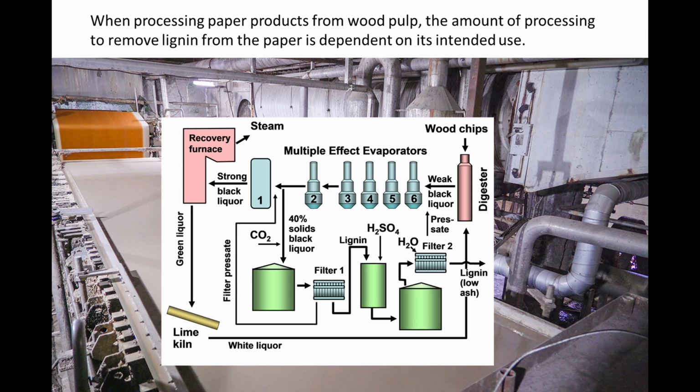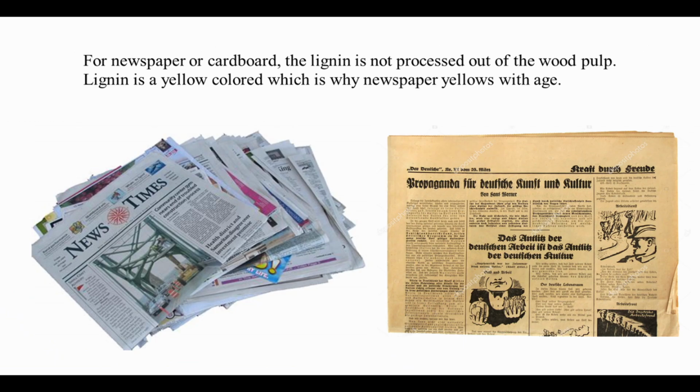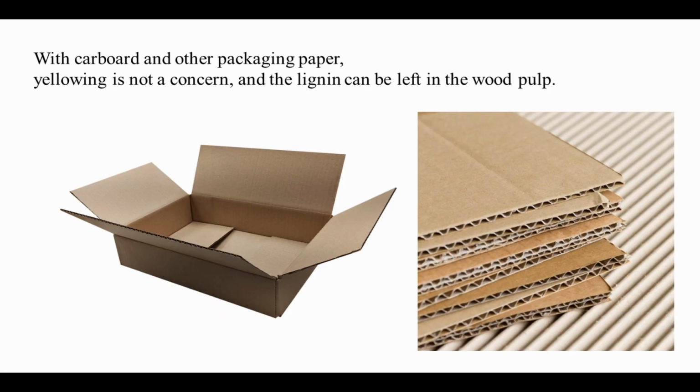When processing paper products from wood pulp, the amount of processing to remove lignin from the paper is dependent on its intended use. For copy paper and book paper that are intended to remain white for many years, extra processing is done to remove the lignin. For newspaper or cardboard, the lignin is not processed out of the wood pulp. Lignin is yellow-colored, which is why newspaper yellows with age. With cardboard and other packaging paper, yellowing is not a concern, and the lignin can be left in the wood pulp.